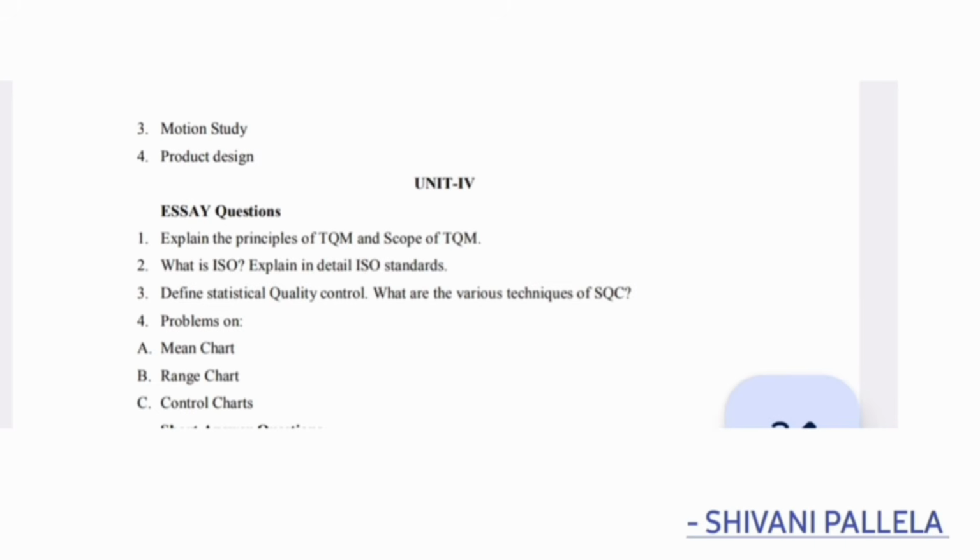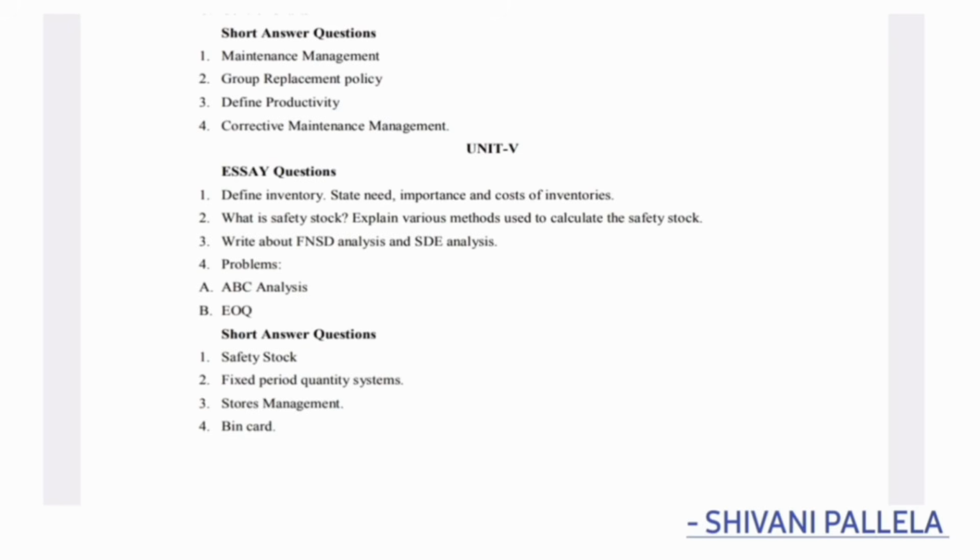In unit number 4, mean chart, range chart, control chart are the topics from which we will get the problem. Even if you don't want to prepare for the problem, you can go with the theory also, like in second semester how we learned the FM subject, the same way we can get theory. And from unit number 5, ABC analysis and EOQ, economic order quantity, these 2 topics we have for problems. So units three, four and five have a little bit of problem-solving content.